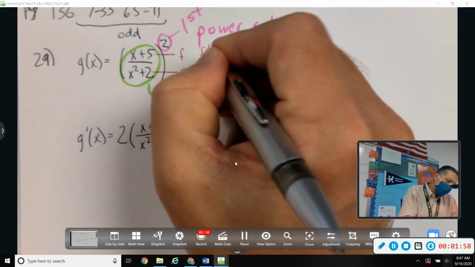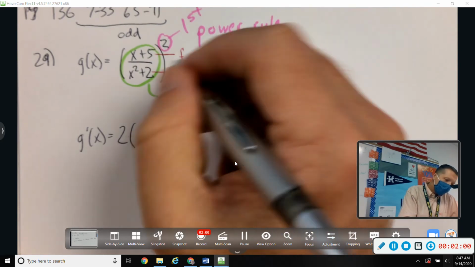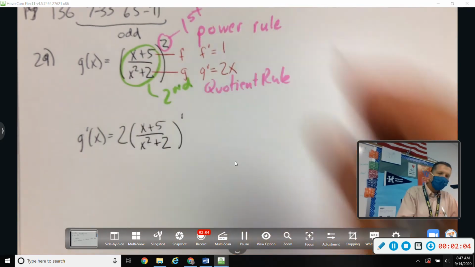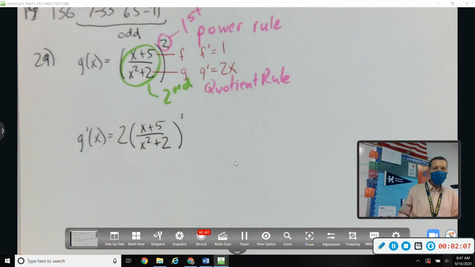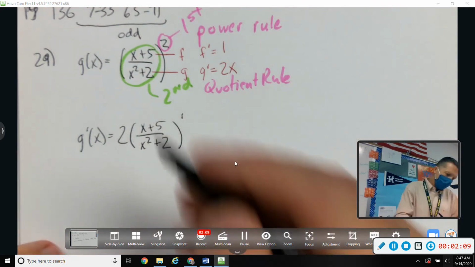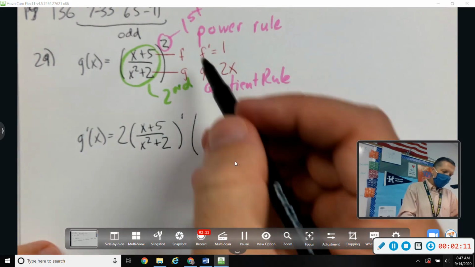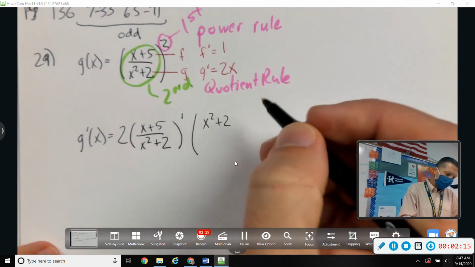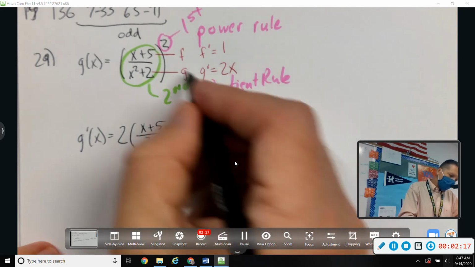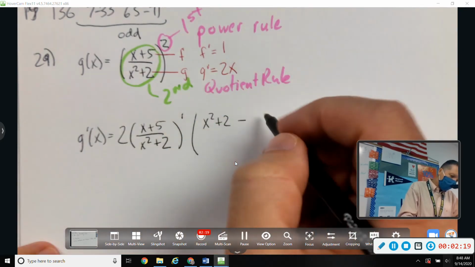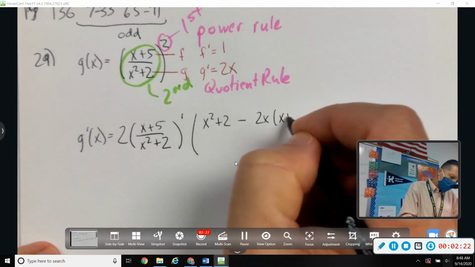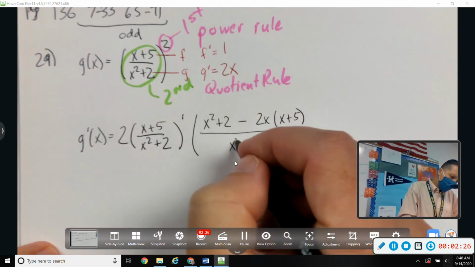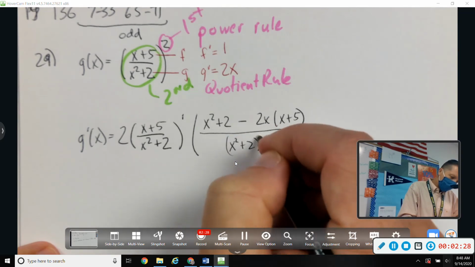So I'm going to label the pieces. F prime is 1. G prime is 2x. So at least the quotient rule isn't too bad here. So G F prime, that one's nice, minus F G prime, all over G squared.